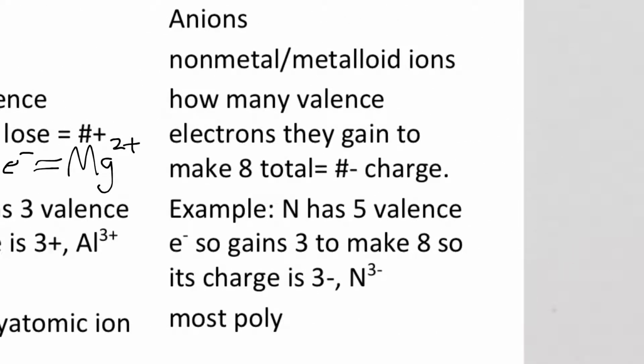Anions, nonmetals and metalloids, are trying to gain to make a total of 8, so that equals their negative charge. For example, nitrogen has 5, gains 3 to make 8, so its charge is 3 minus. Most polyatomic ions are this way. So keep those in mind as we go throughout.